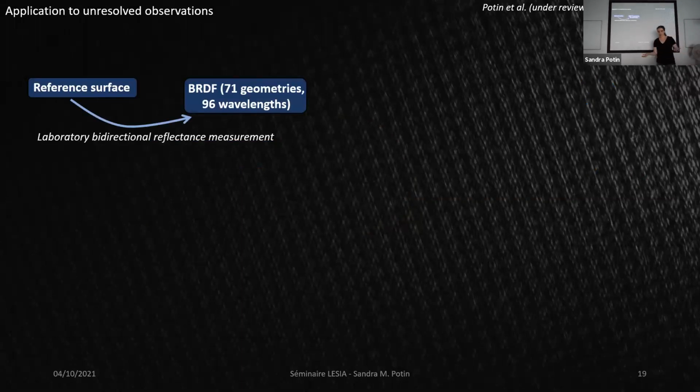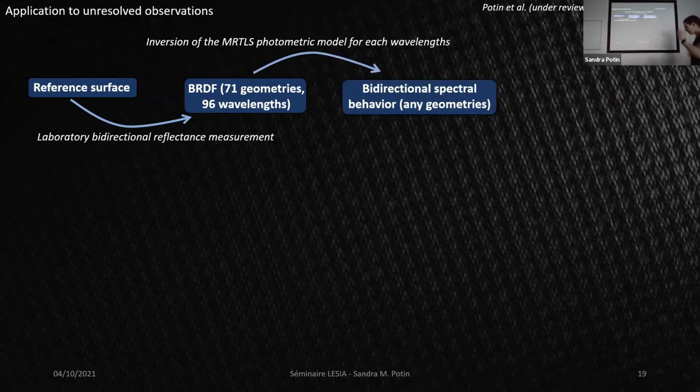We take a reference surface in a lab. It can be a geological standard, a meteorite, a powder, an intact sample, basically anything we want. We measure its reflectance spectroscopy under several geometries. Typically, this is the kind of data that I just showed you in the first part. So we end up with 71 different spectra, each taken at different geometries. It's good, but we want to be able to recreate the reflectance under any geometrical configuration. So for this, we have to invert this data to retrieve surface parameters, and then we will use these surface parameters to recreate the reflectance under any given geometry.